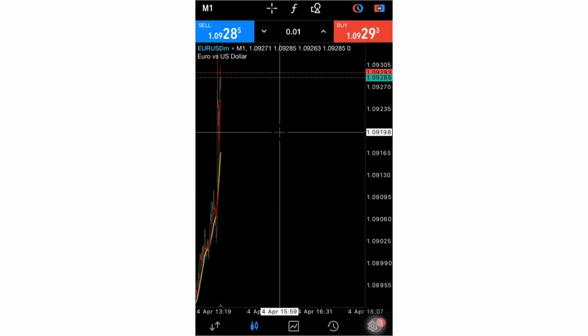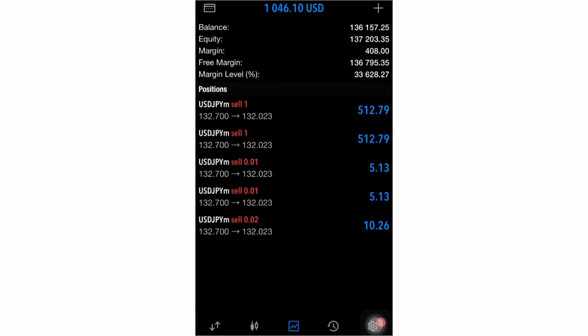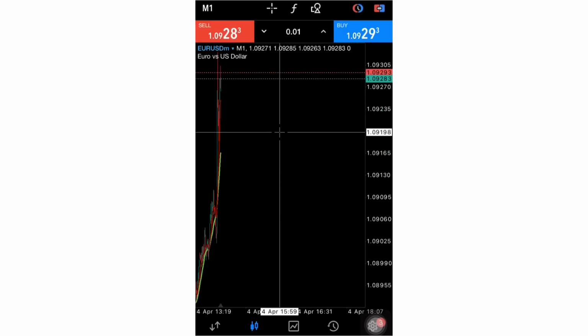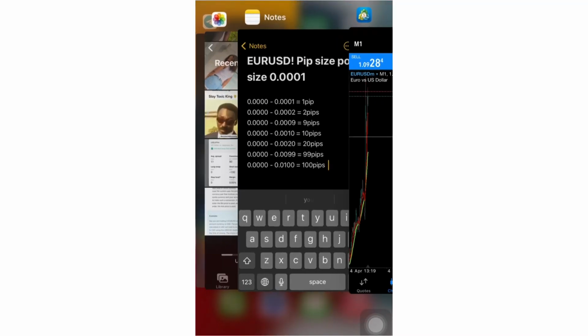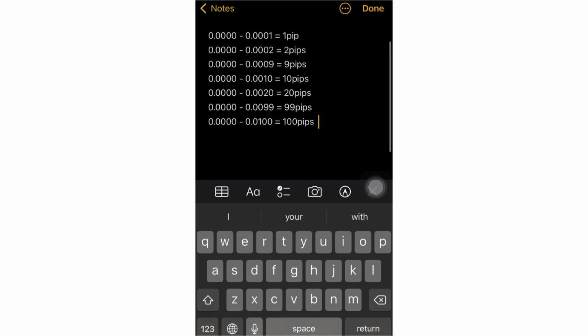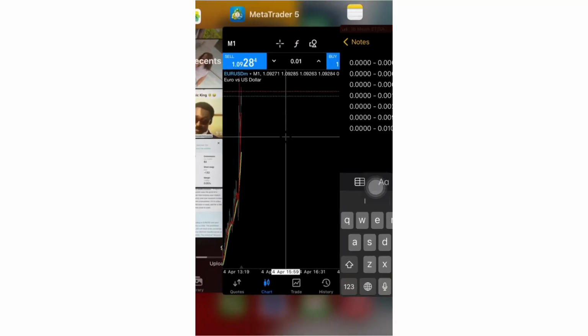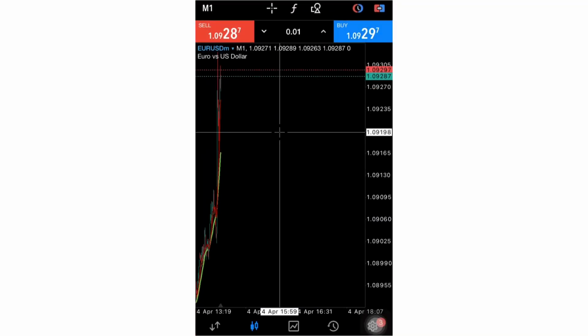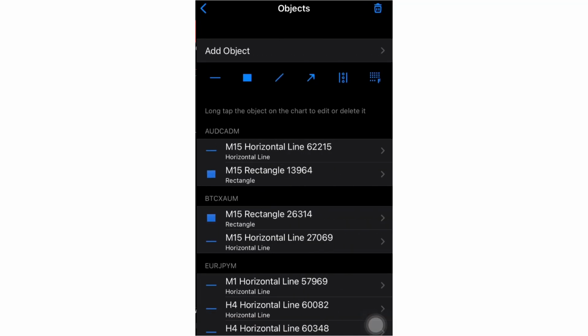So guys, my trade is running in my favor. That's awesome. So let's quickly move to what I'm going to show you guys right now. It's easy. What you need to do next is, how do you calculate pips? Now let's say I'm placing a buy order. Hold on, I want to show you guys.